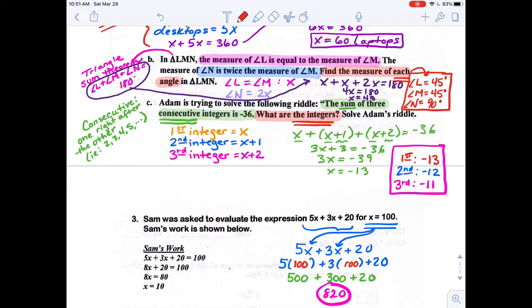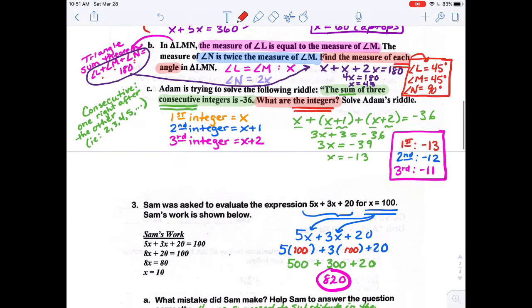With B, again, triangle sum theorem. I'm looking at those angles. L and M are the same, so they're x, where N was twice, so that's 2x. And again, triangle sum theorem: when I add up all three angles from a triangle, it has to be 180. And notice the question was asking, what is each angle worth? So I do have to give all three angles separately.